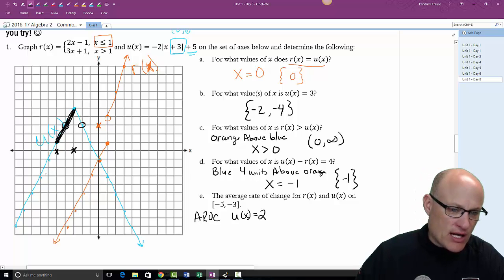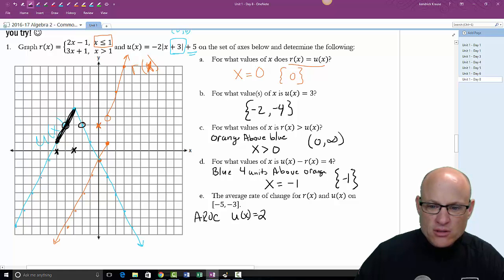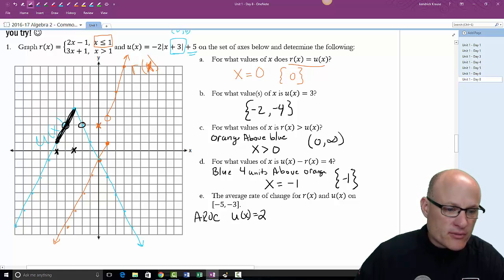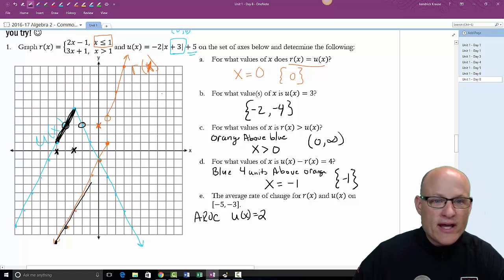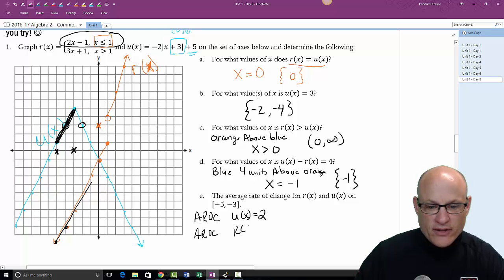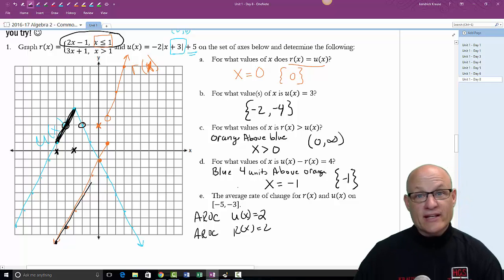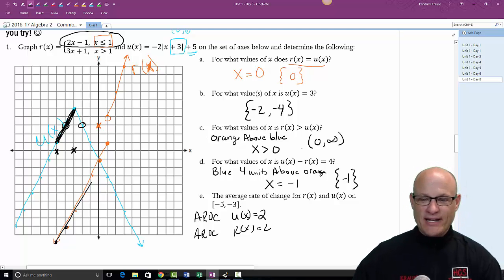Now let's check the AROC for r of x. Man, r of x is going to be down here somewhere to here. But this is also just a linear function right here, and the slope of that line is also 2. So the AROC of r of x is also 2 over that same interval. So they're both 2.